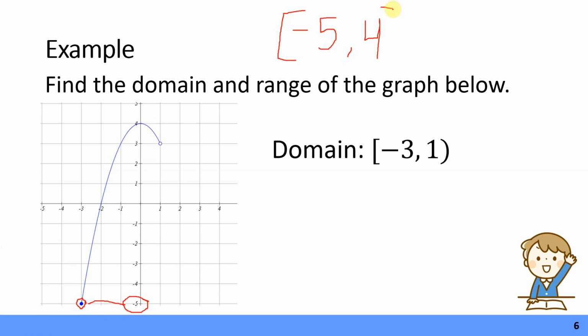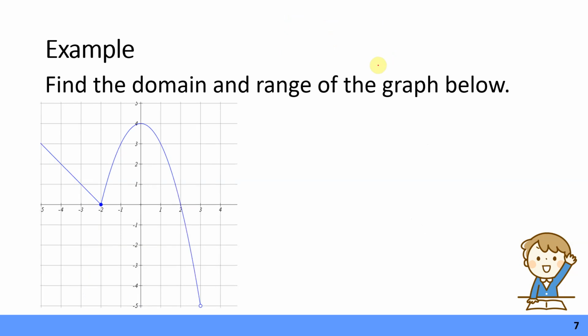So that means this is also going to be a bracket. So my range for this graph is [-5, 4], because -5 is the lowest point and 4 is the highest point. So that would be my range for this one. If you're still a little iffy about this, just go ahead and keep on practicing. You're going to see a bunch of these on your homework, so be ready for those.